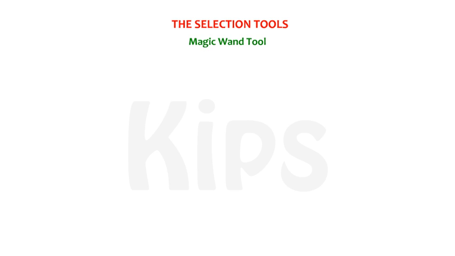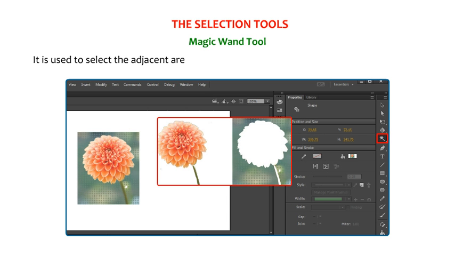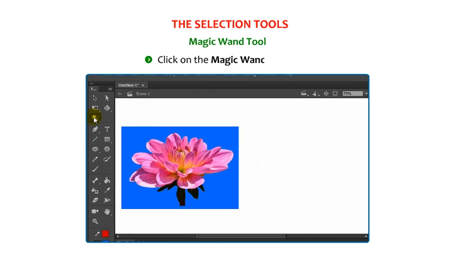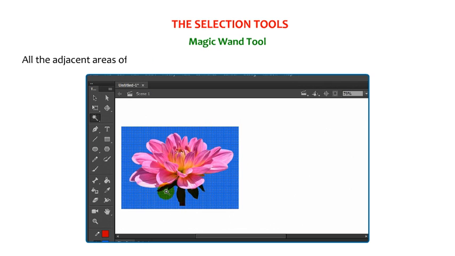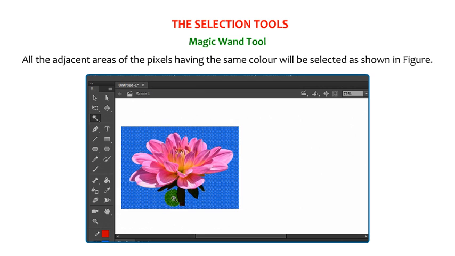Magic Wand tool. It is used to select the adjacent areas of a bitmap graphic that contains the same colors. Click on the Magic Wand tool. Click on any part of the image. All the adjacent areas of the pixels having the same color will be selected as shown in figure.